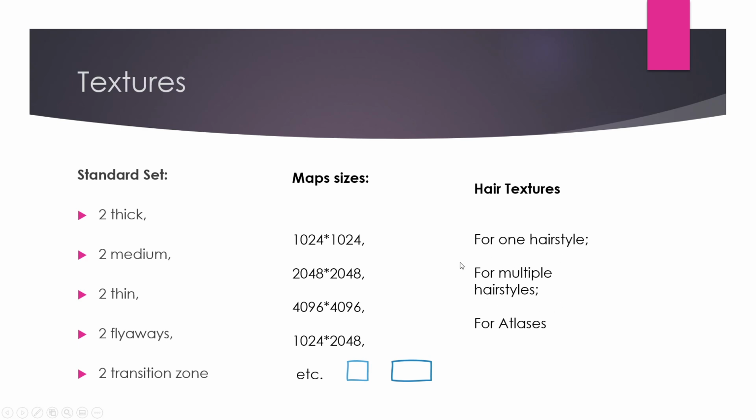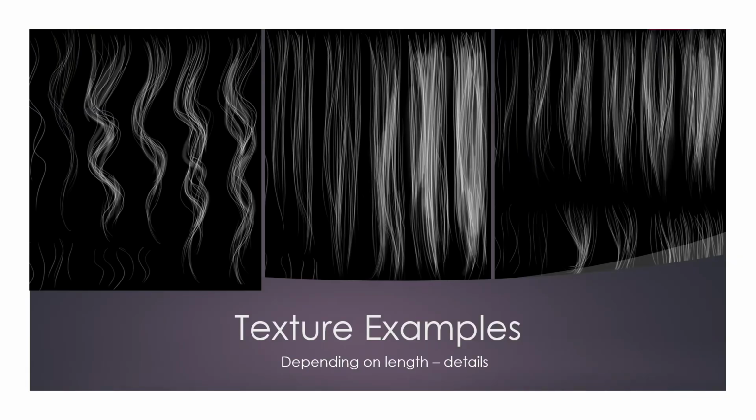It's a different case. For example, your task would be: okay, create one texture for several hairstyles, and all these hairstyles have straight hair. Then you should create one texture for several hairstyles. Or you can also be asked to create an atlas for many different types of hairstyles, and usually atlases are used for all the hairstyles you have in a specific game. These are texture examples which I will show later.